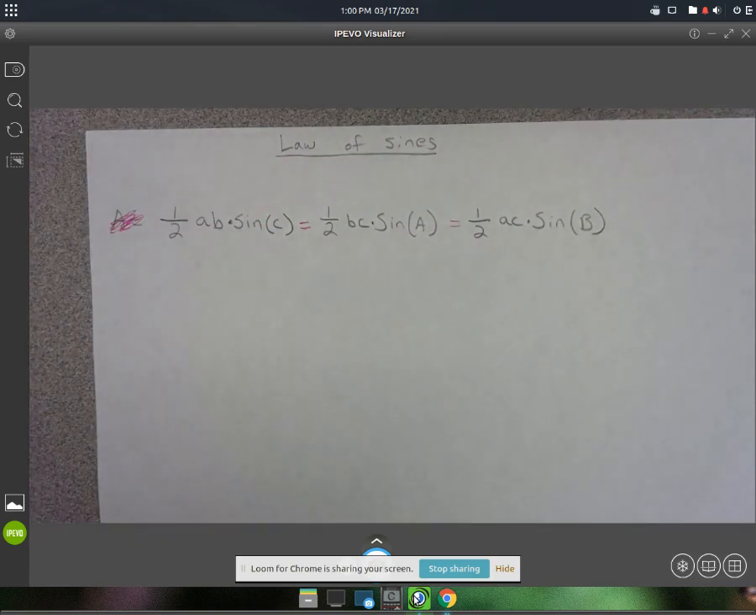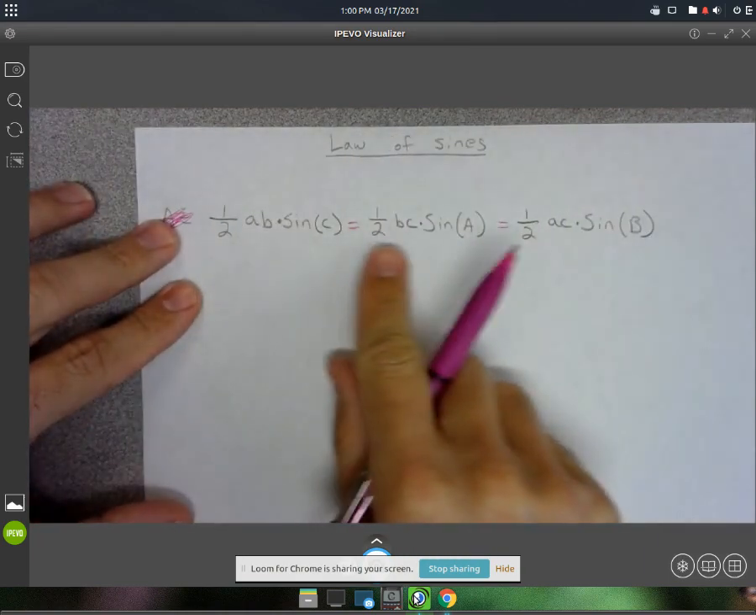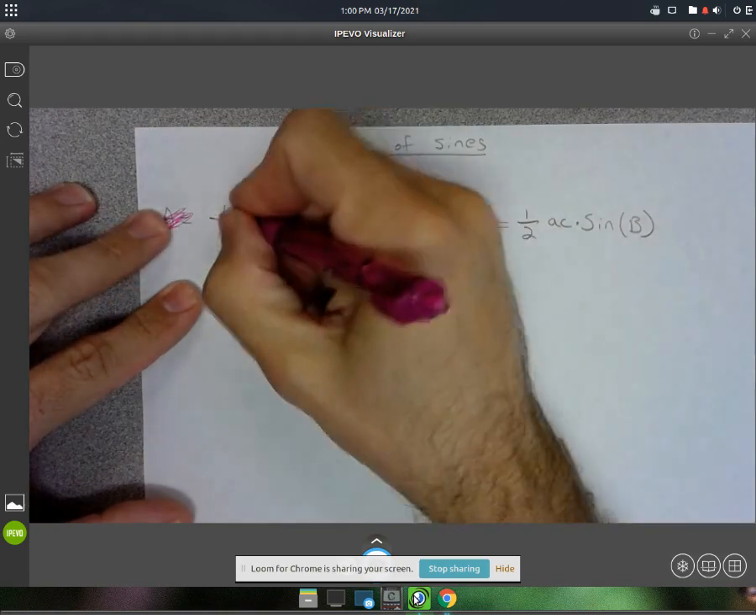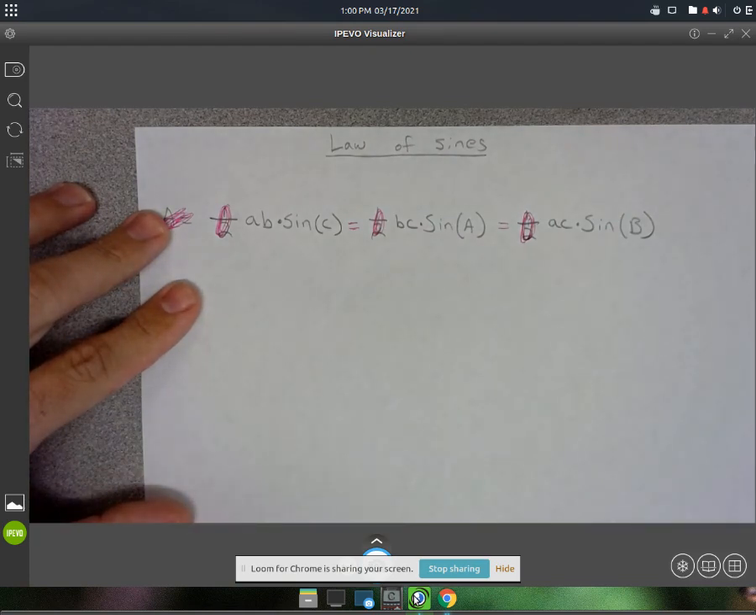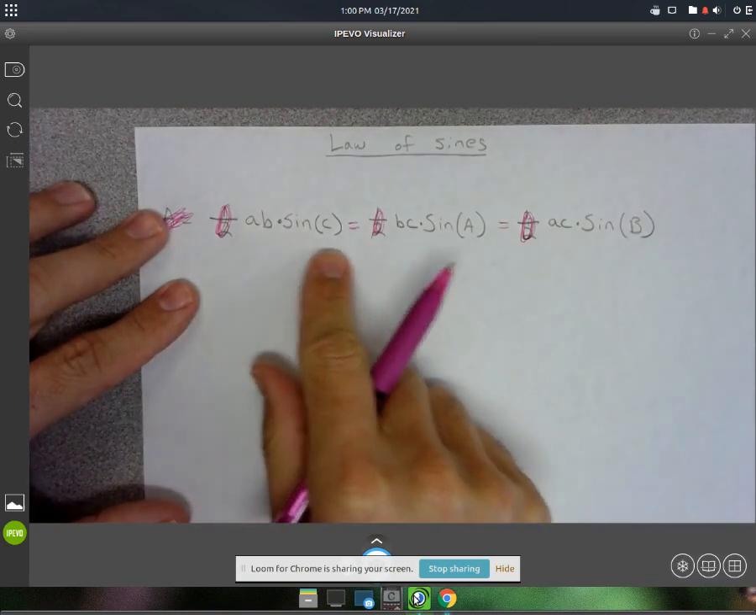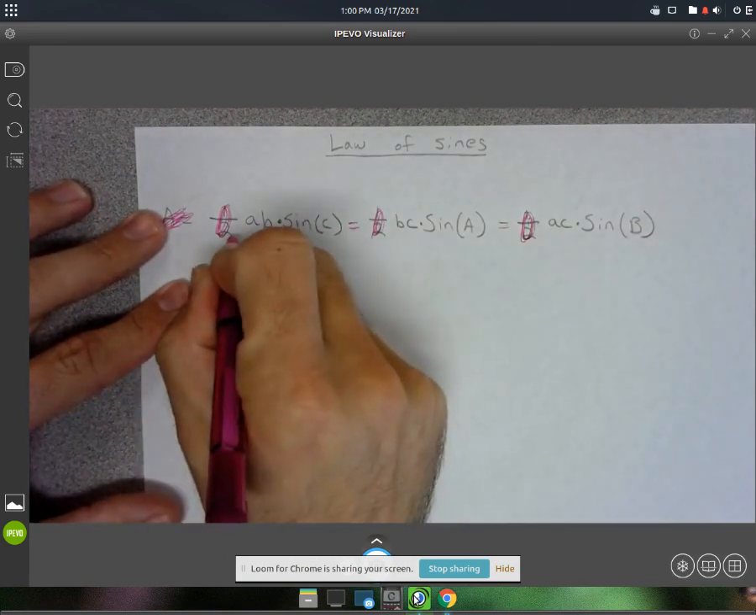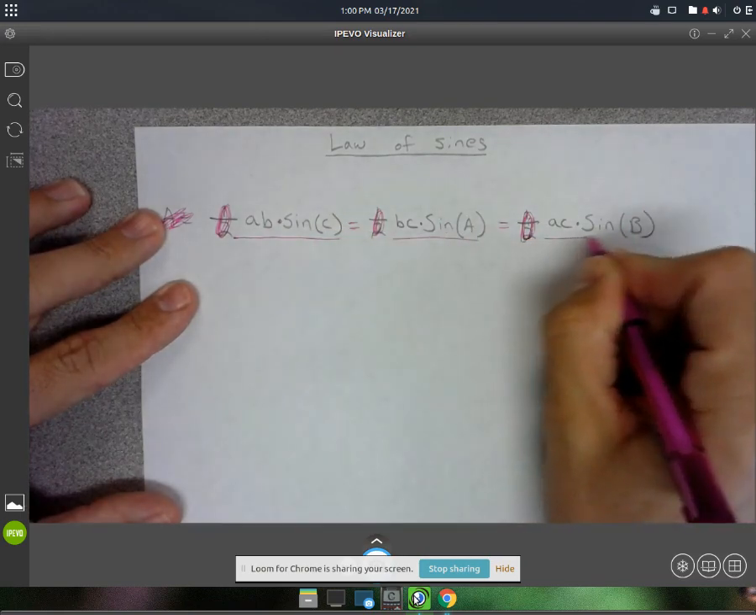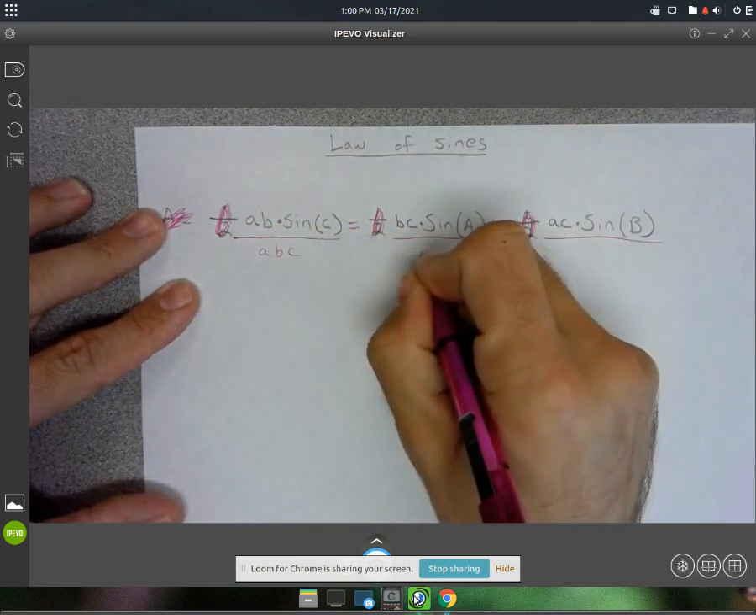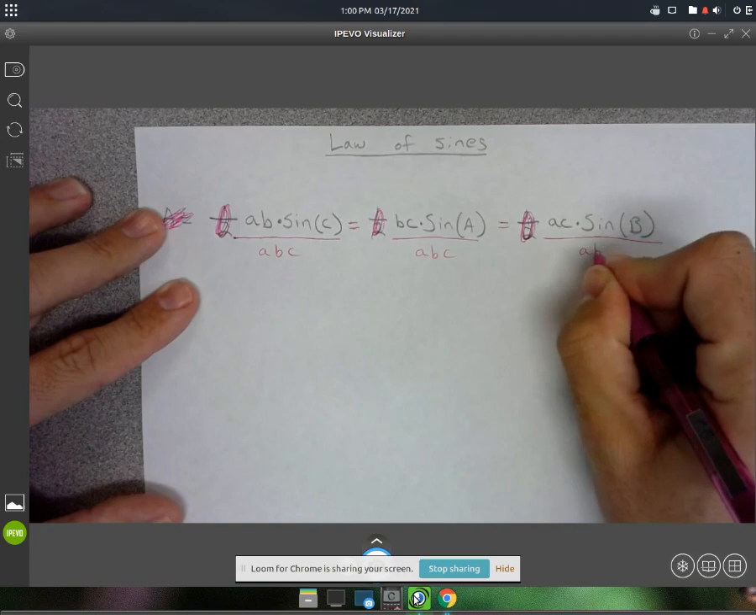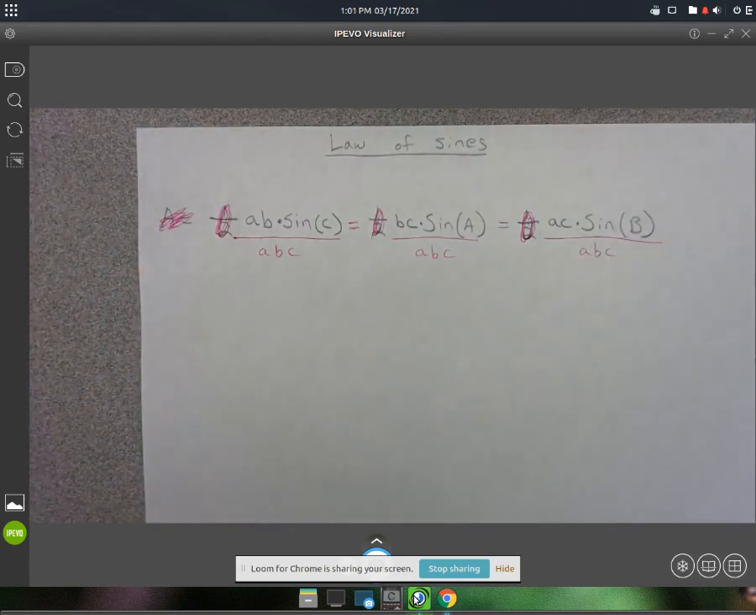What I'm going to do is divide everything. Actually, first, before I start, see all these 1/2s? I'm going to multiply everything by 2 and kill all those 1/2s. So it's still an equation. It's still true. You just can't find the area of a triangle with it. Now I'm going to divide the entire equation by ABC, ABC and ABC. What comes out of this is what they call the law of sines.